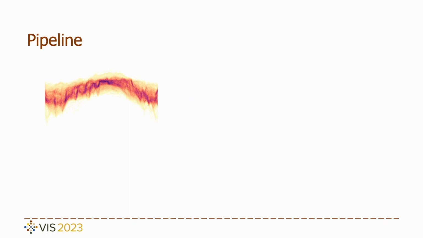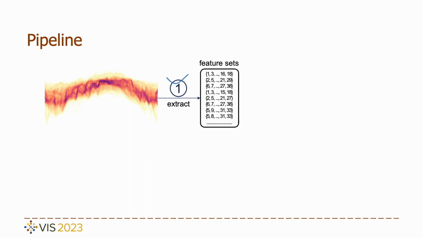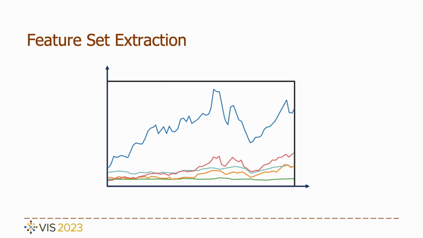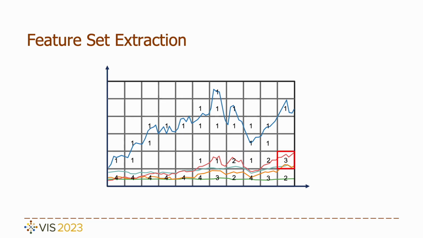First, within each bin, we don't simply calculate its density, we also extract its features, which we refer to as the feature set. Each bin corresponds to a unique feature set, containing identifiers of the lines that intersect with that particular bin.